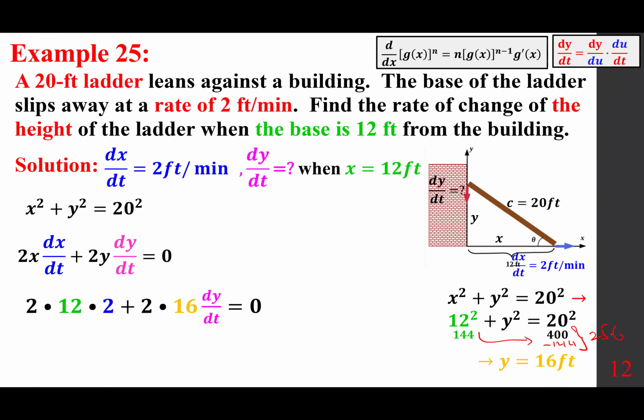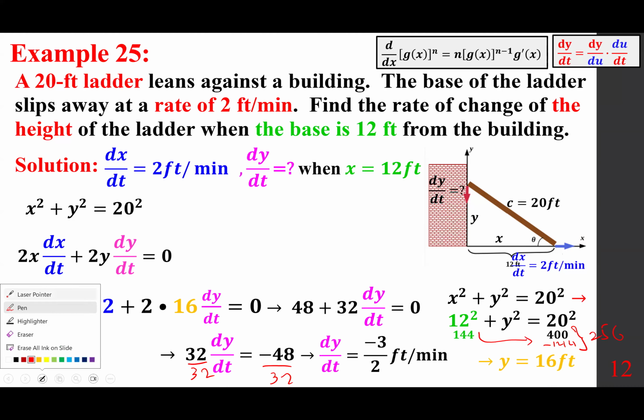2 times 12 times 2 is 48. 2 times 16 is 32. We're going to move the 48 and make it negative. Divide by 32, and we get negative 3 halves. Units, feet per second. The units of y over the units of t. Okay, the height over the time. And of course, x is increasing, dx/dt must be positive, y is decreasing, and must be negative, and it indicates it right here.